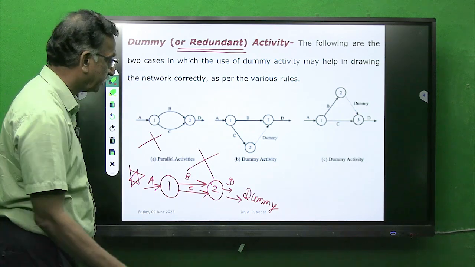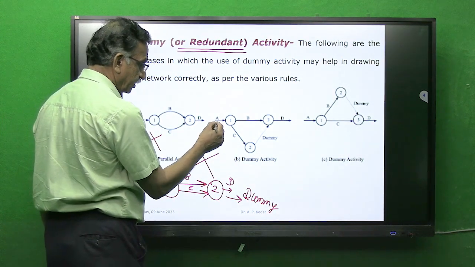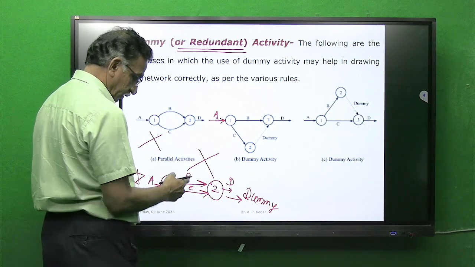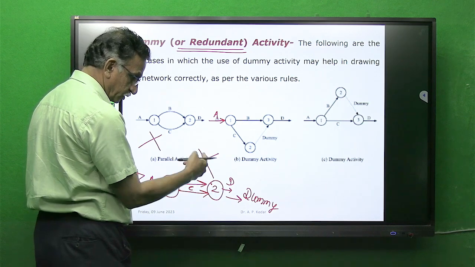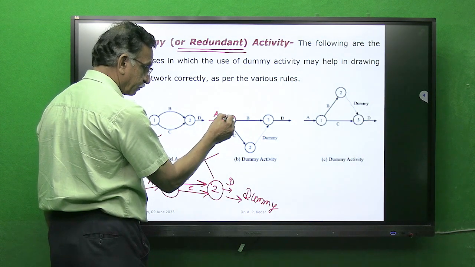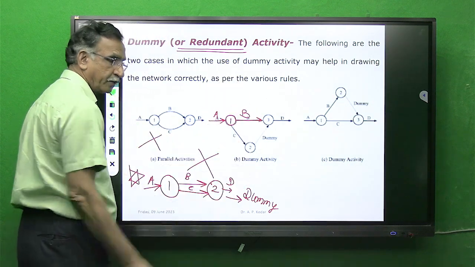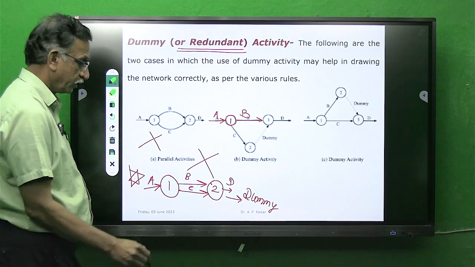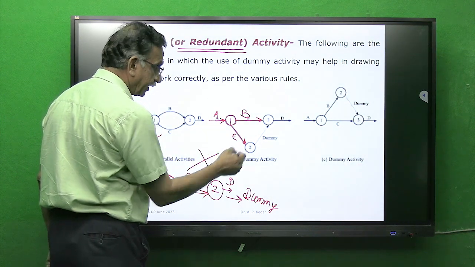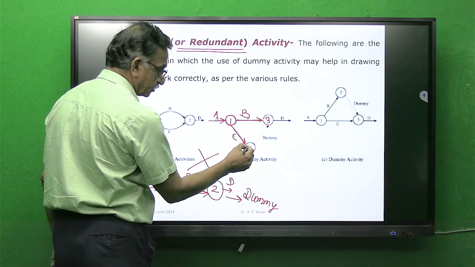How? See here, in this particular case, I have shown the dummy activity with C. Again, this is activity A, B and C. This is not possible. So what I did is, 1. Let it go ahead. This is activity B. I want C also, I want C also to end at 2. So this is 2.